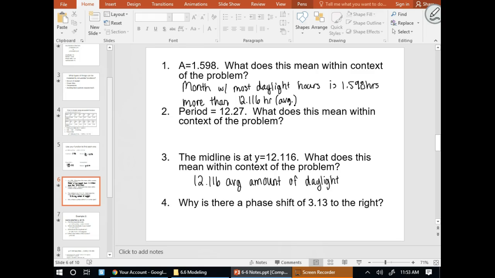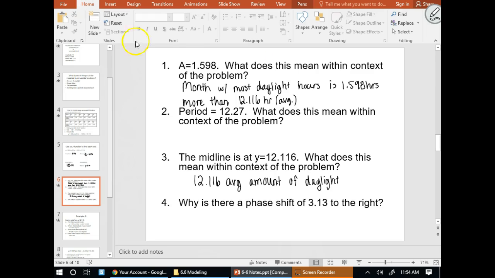You also could say sort of the opposite. You could say the month with the least daylight hours would be 1.598 hours less than the average. You could also say something else like the amount of daylight hours varies up to 1.598 hours more or less than the average. But you need to say something about how that tells you how far away your maximums and minimums are from the average or the midline there.